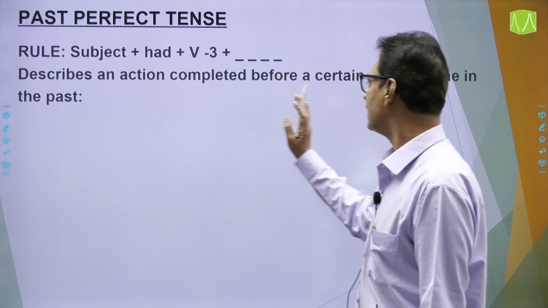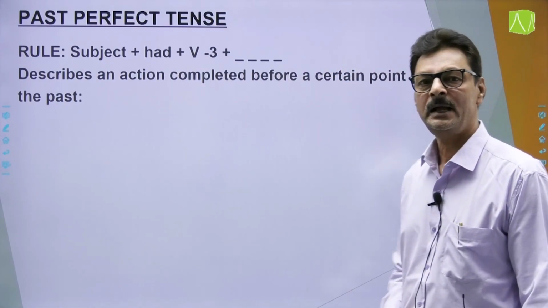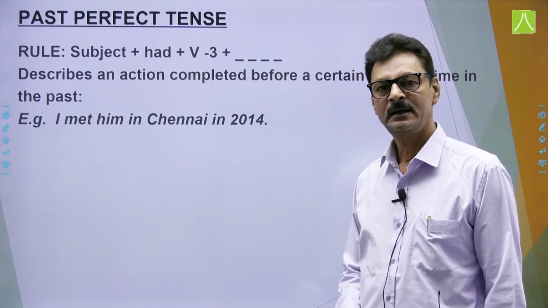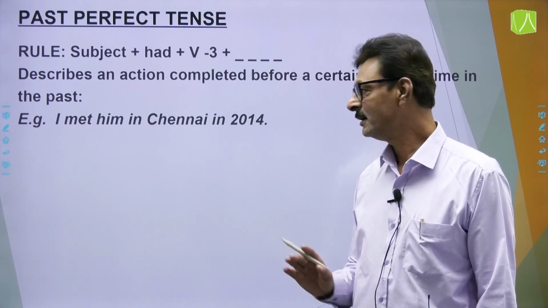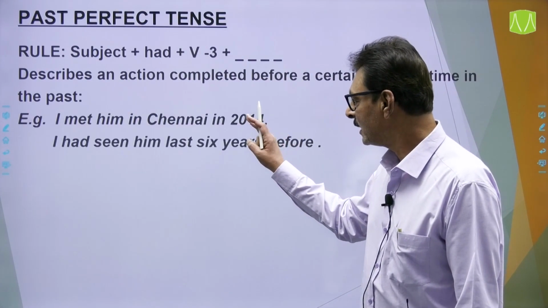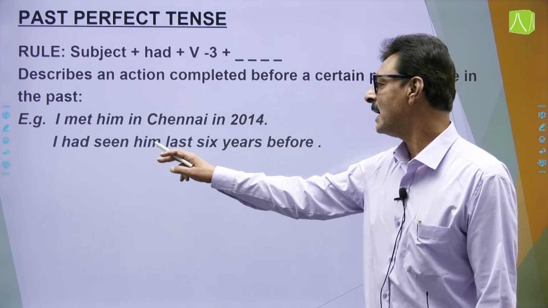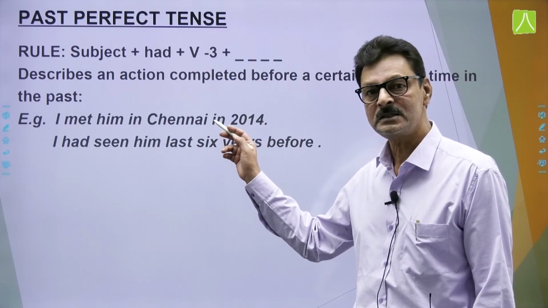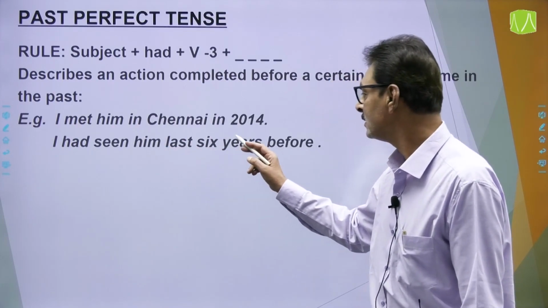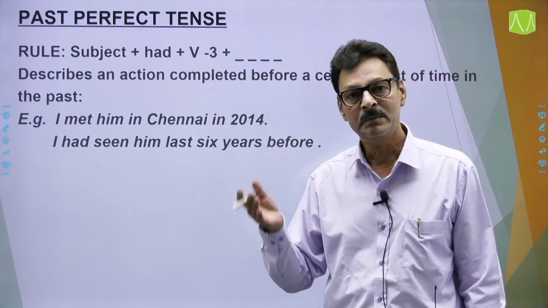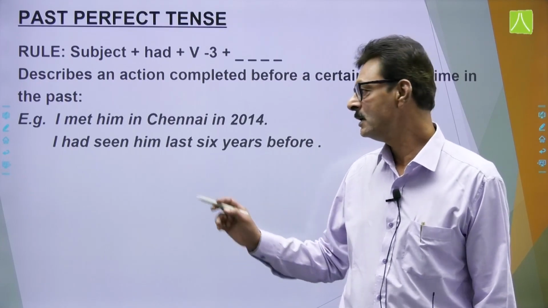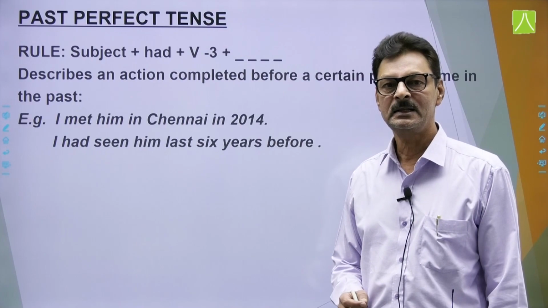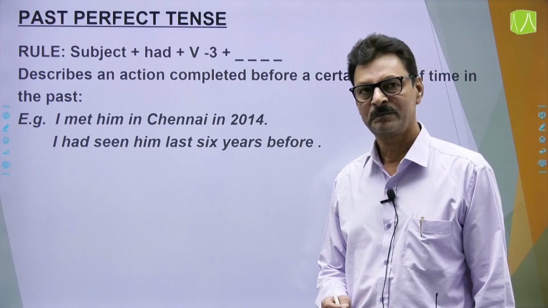It describes an action completed before a certain point of time in the past. I met him in Chennai in 2014. Now the sentence is, I had seen him last 6 years before. जब मैं उसको 2014 में मिला था चेन्नई में, I had seen him last 6 years before. उसके पहले मैं उसको 6 साल पहले मिला था. So I had seen him last 6 years before when I met him in Chennai. This is the complete statement.